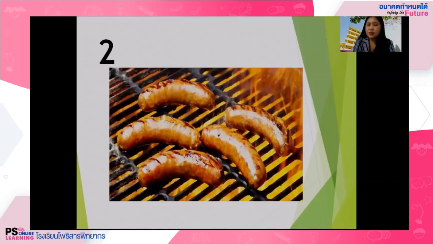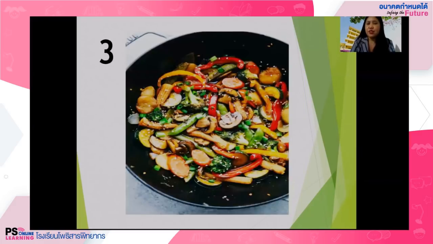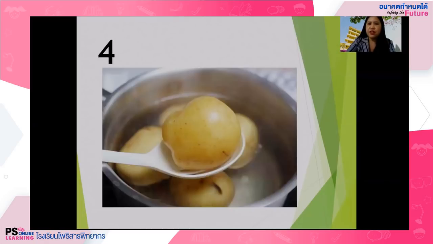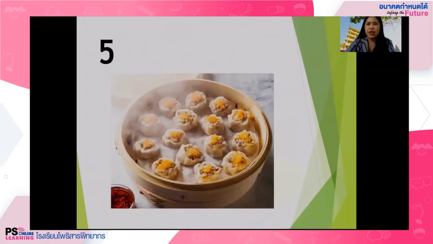Next one is grilled. Very good. That is sausage. So that is grilled sausage. But since there are 5, you can say grilled sausages. Very good. This one, vegetables. What is this dish? Sauteed vegetables, very good. This one, potato. Very good, it's boiled potato. But since there are many potatoes, you can say boiled potatoes, okay?